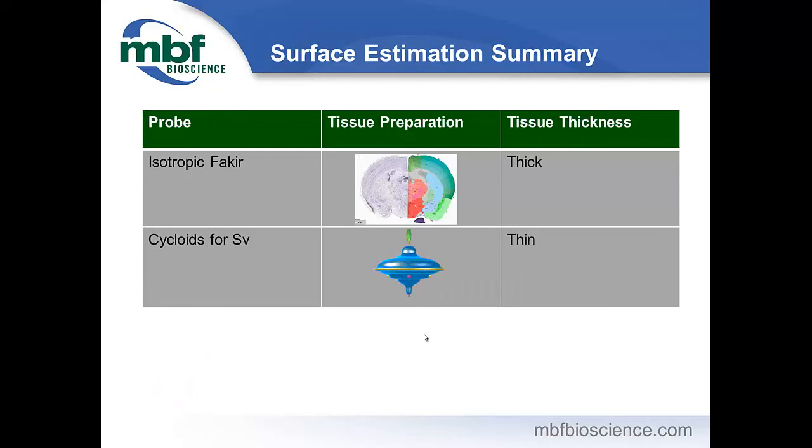So to summarize surface estimation, if at all possible, try to get thick sections and make the probe itself isotropic. You won't have to prove that the object is, and you won't have to use a vertical or an isotropic section. If you are using thin tissue, then it should be prepared with a vertical sectioning technique, and in that case, you can use cycloids for SV.